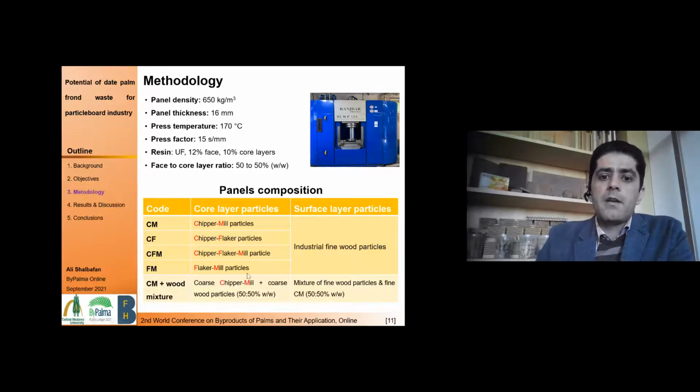The panel compositions were different in terms of the particles used for the panel manufacturing. The four types of particles generated during the chipping process were used as the core layer particles, and for the surface layers, we used industrial fine wood particles. And in the last series of panels, we tried to mix the coarse chipper hammer mill particles with coarse wood particles and also with the fine wood particles for the surface layers.